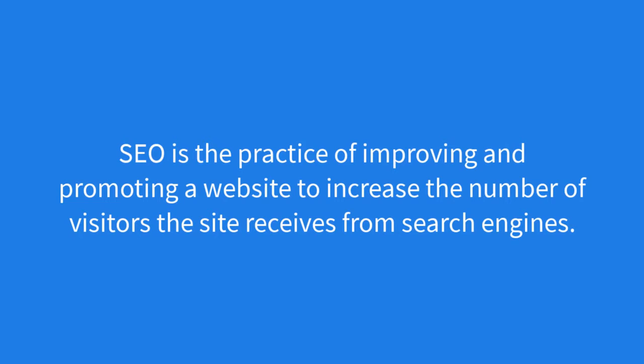So what is SEO? The first and most important thing to learn is what SEO actually is. SEO is an acronym for Search Engine Optimization. Moz defines SEO as the practice of improving and promoting a website to increase the number of visitors the site receives from search engines. Basically, SEO is meant to improve your website rankings in search engines and ideally receive more website traffic in return. Now that we know the meaning of SEO, let's define some other jargon terms you might come across when learning about SEO.